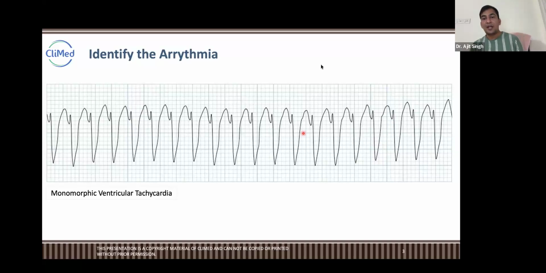Okay, so now very simple. I'll summarize this slide. This is our first slide. We are identifying the arrhythmia. So this is ventricular tachycardia. So how to identify ventricular tachycardia?